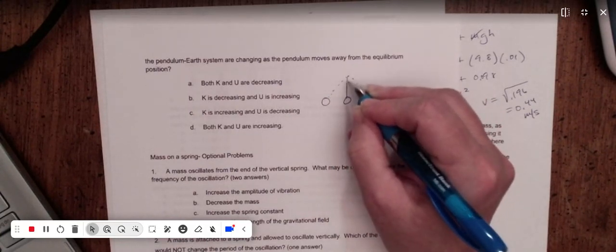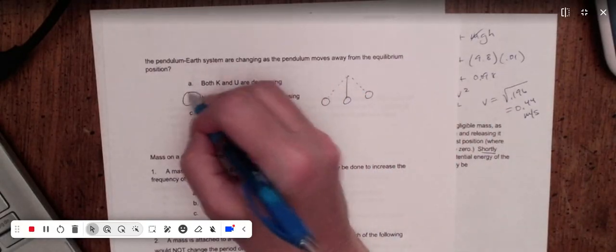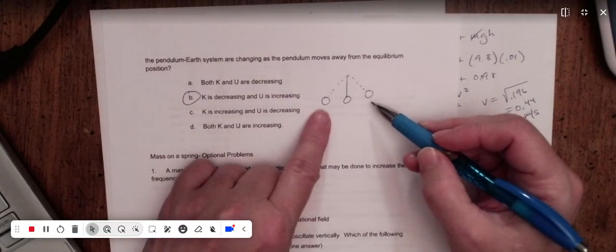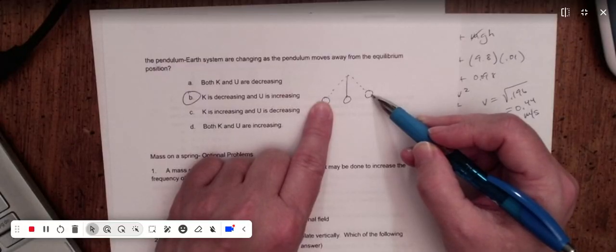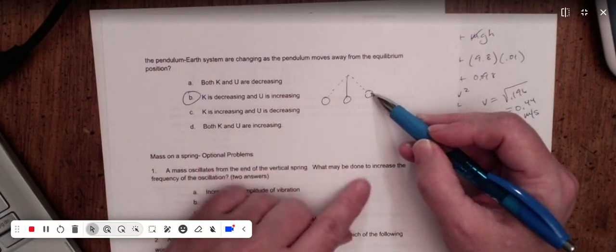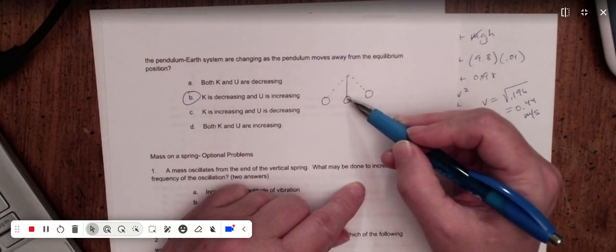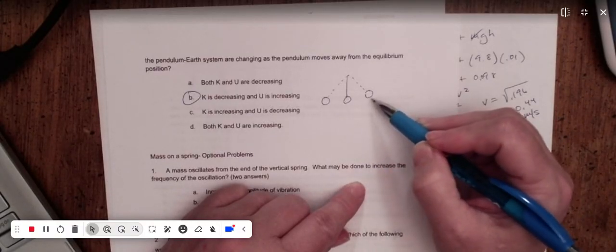So kinetic, as we move away from this point, kinetic can be decreasing. That means potential energy has to be increasing, because we're swinging from one to the other. At these points, potential is going to be the greatest, kinetic is going to be at a minimum. And so then we've got potential converting, all kinetic, then converting back to potential, and then so forth.